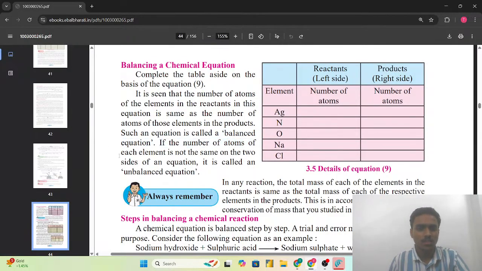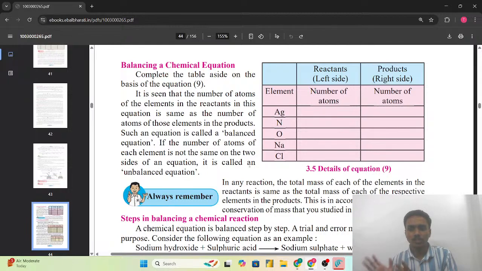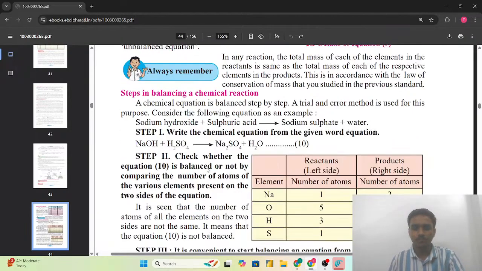If the number of the atoms of each element is not the same on the two sides of an equation, it is called as an unbalanced equation. मतलब अगर जो रिएक्टेंट साइड में जो नंबर ऑफ एटम्स है एक पर्टिकुलर एलिमेंट है और प्रोडक्ट साइड में जितने नंबर ऑफ एटम्स है वो पर्टिकुलर एलिमेंट के अगर सेम नहीं होंगे, then that equation we call as an unbalanced equation.